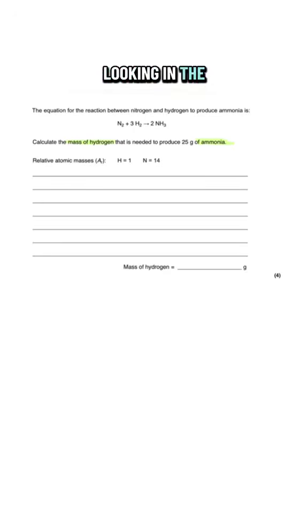So if we're looking in the equation, we're talking about ammonia, which is that one, and hydrogen, which is that one. So we can ignore the nitrogen. We're not interested in that. So to do any reacting mass calculation, you always follow the same 3 steps.